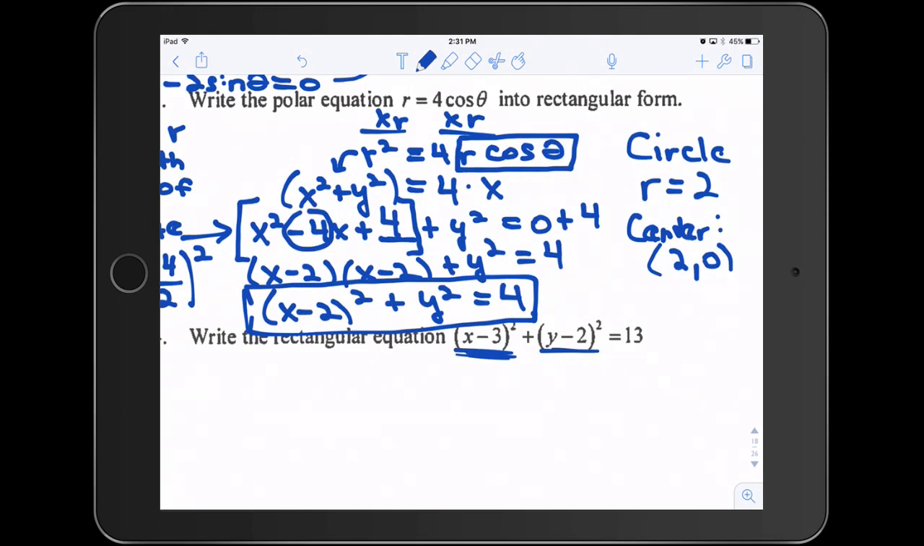And that's super cool. So that is the way you switch from polar coordinates over to rectangular coordinates for an equation like r equals 4 cosine theta.